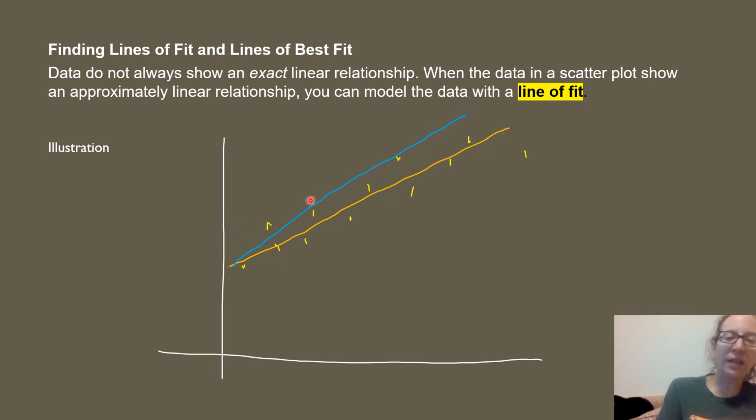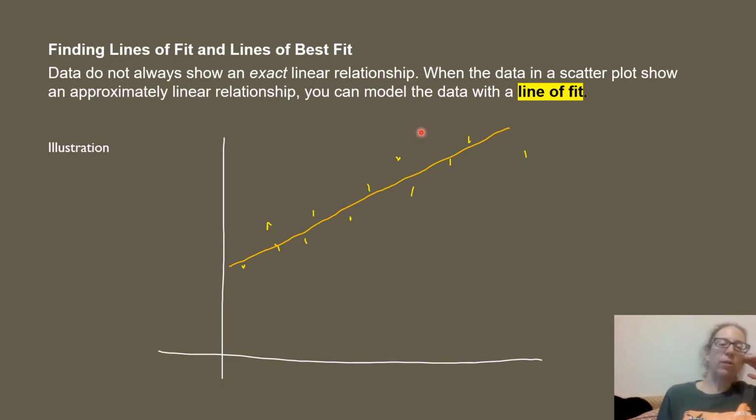Even though the blue one does go through some of the points, it's further away from more points than the orange line is. So the idea of a line of fit is a line that approximates your data. The line of best fit is the line that comes as close to as many data points as possible. And there are some pretty high-tech mathematical ways to figure that out. The line of best fit does not have to go through any of the points. In this case, it looks like my line does go through that point, but it doesn't go through any of the other points. It doesn't have to go through any of them.